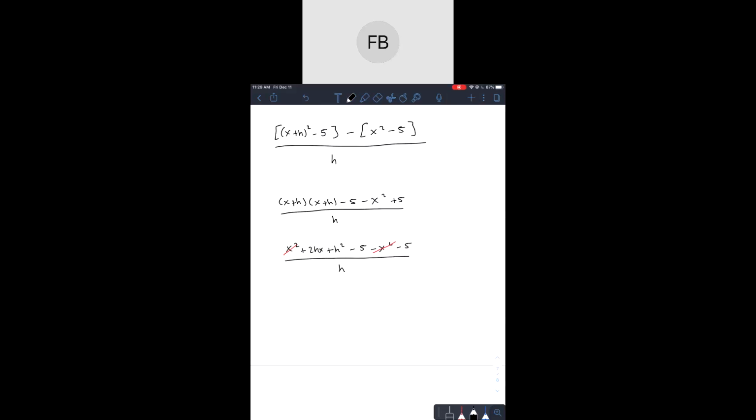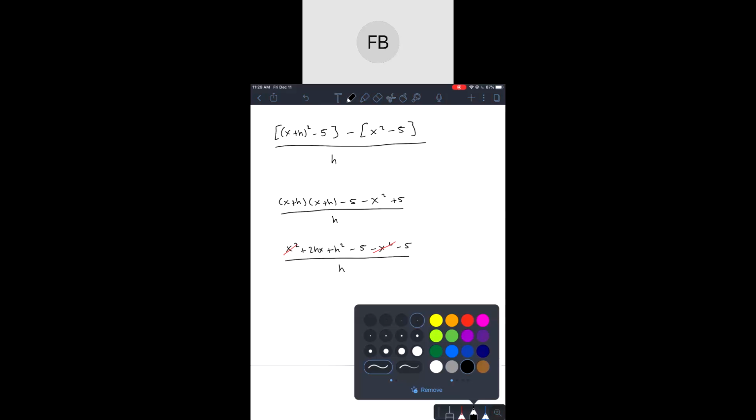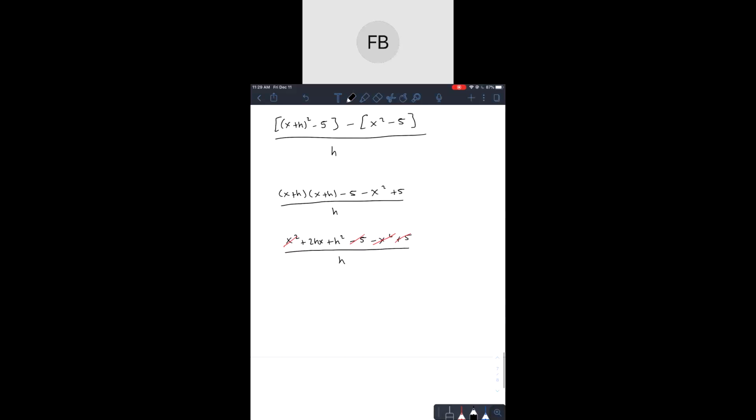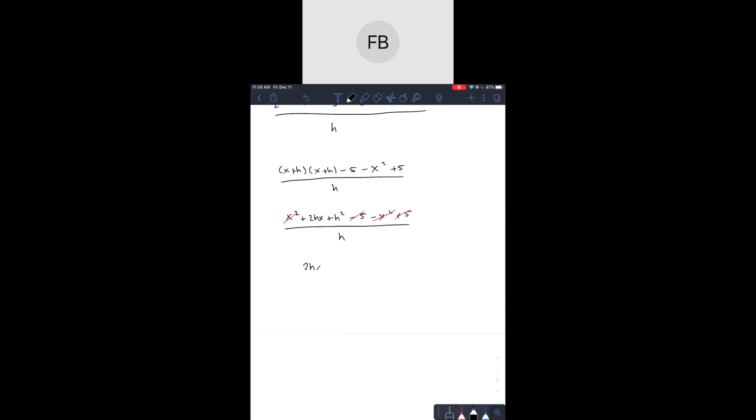So basically, then we can, I feel like something's not looking right, because it usually cancels out a lot more. Okay. Well, anyways, I guess we can just continue. So, oh, this is supposed to be a positive 5. Okay, that makes a lot more sense. Yeah, so then our negative 5 and positive 5 can cancel out. And we're left with 2hx plus h squared over h.